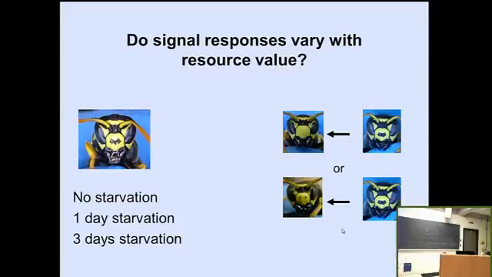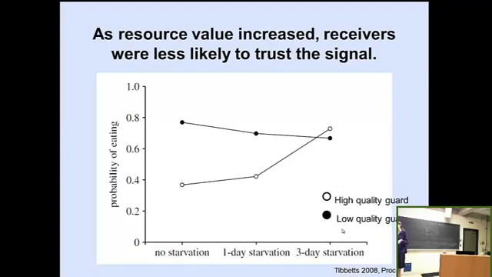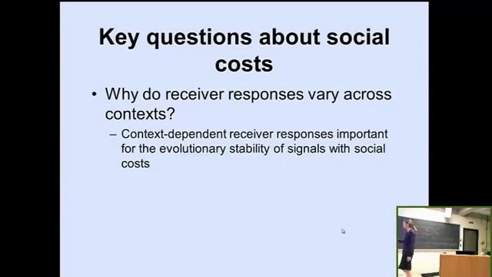And I think it also is interesting in light of the controversy about whether conventional signals are actually good signals, right? Part of the reason this controversy has persisted is because people have found different results across different experimental contexts. And that's led people to say, hey, these things aren't even good signals. Sometimes they seem like signals and sometimes they don't. So perhaps there's a good reason for that and it's not just experimental error or something. Okay, so I think that context-dependent receiver responses are important for the evolutionary stability of signals with social costs.